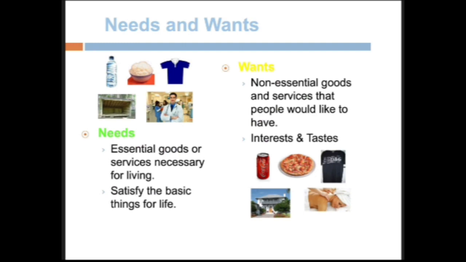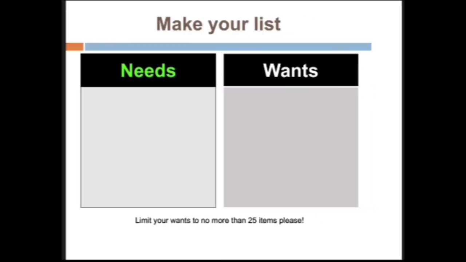Now, the proper definitions. Needs are essential goods or services necessary for living, satisfying the basic things for life. And wants are non-essential goods and services that people would like to have, like interest and taste. That's the difference between needs and wants. For example, wants are of course the tastes and foods we list, and needs are food, drink and clothes, basic necessities.